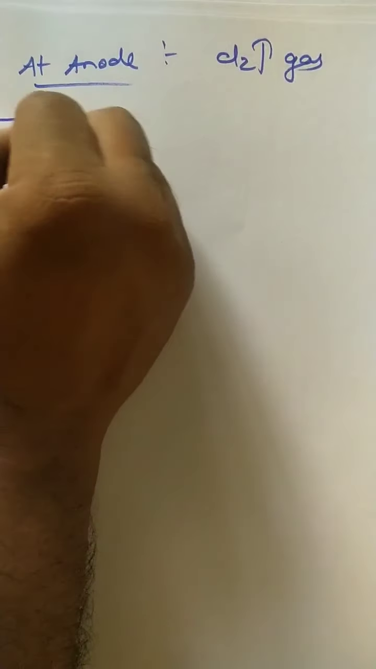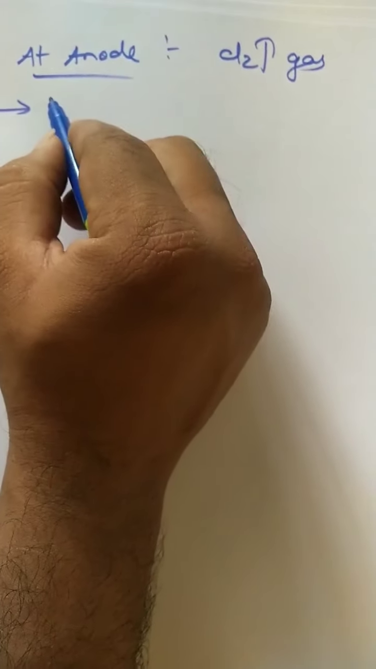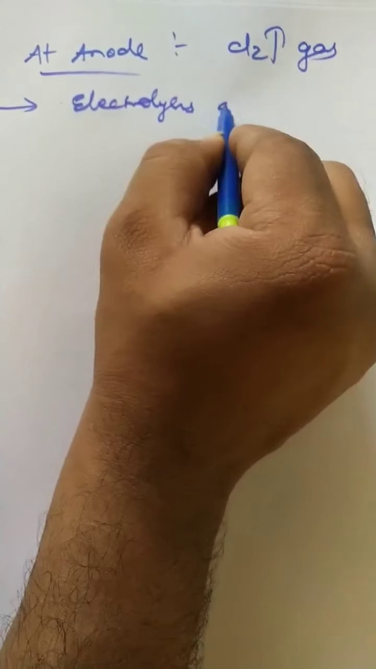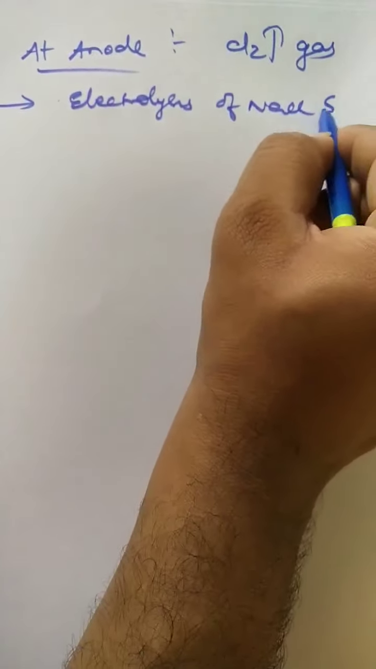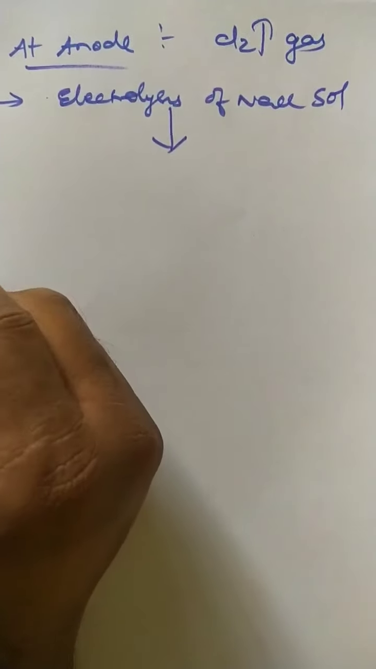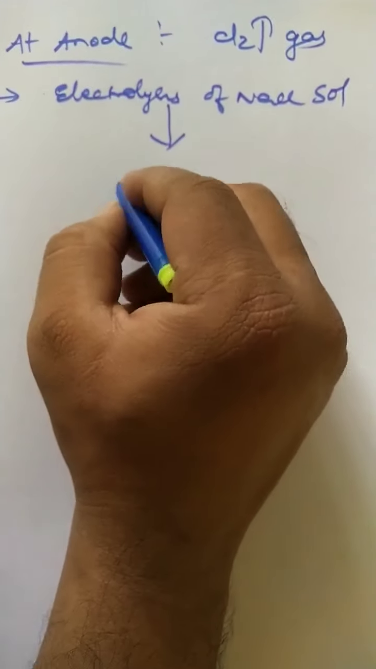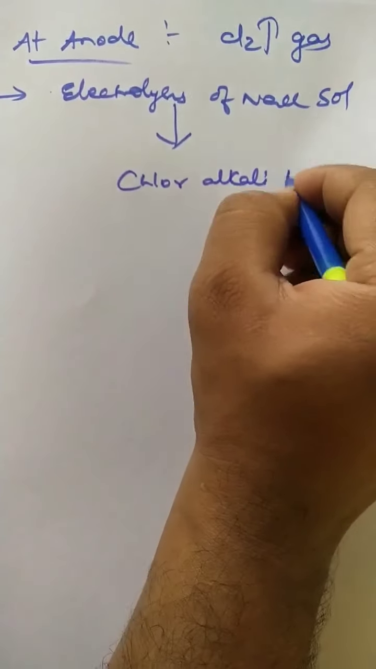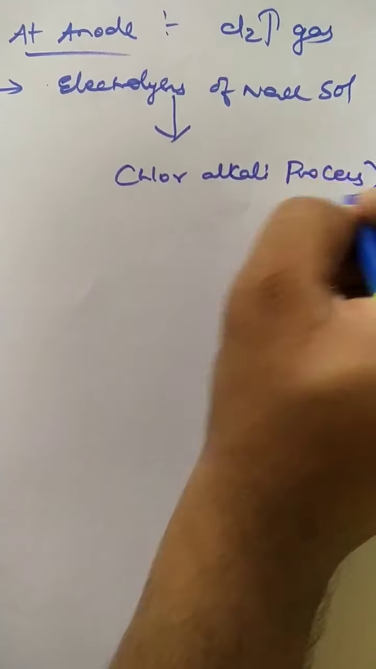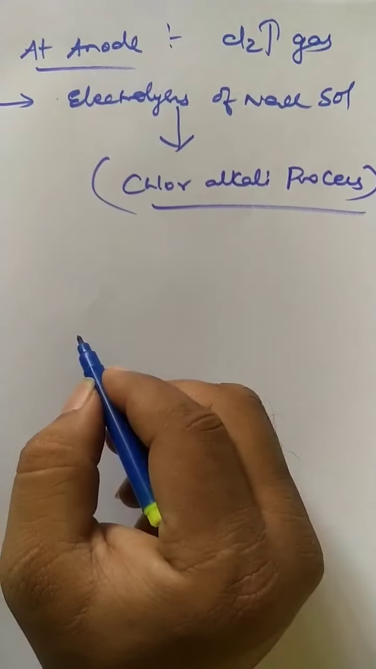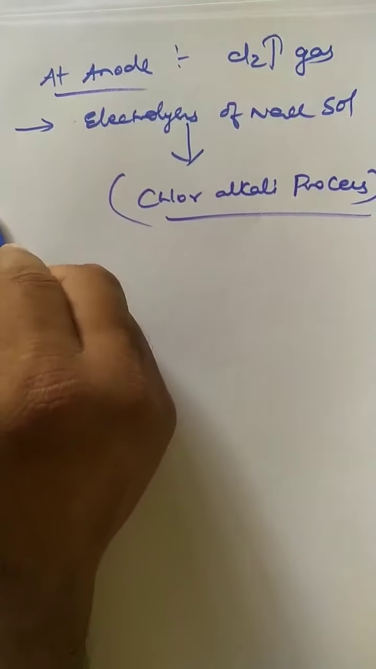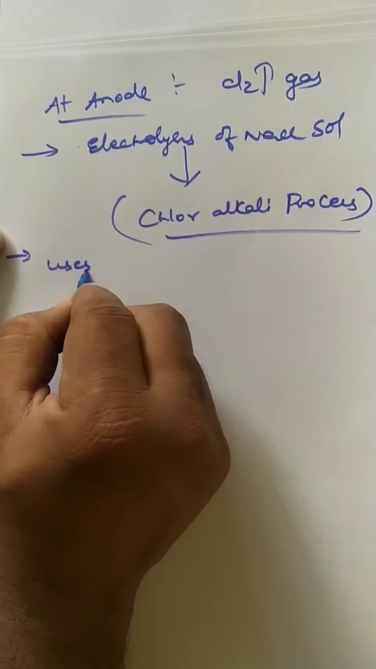The process of electrolysis of NaCl solution is otherwise called the chlor-alkali process. What do we call that process? It has a special name. The electrolysis process is called the chlor-alkali process. Next, uses of NaOH.